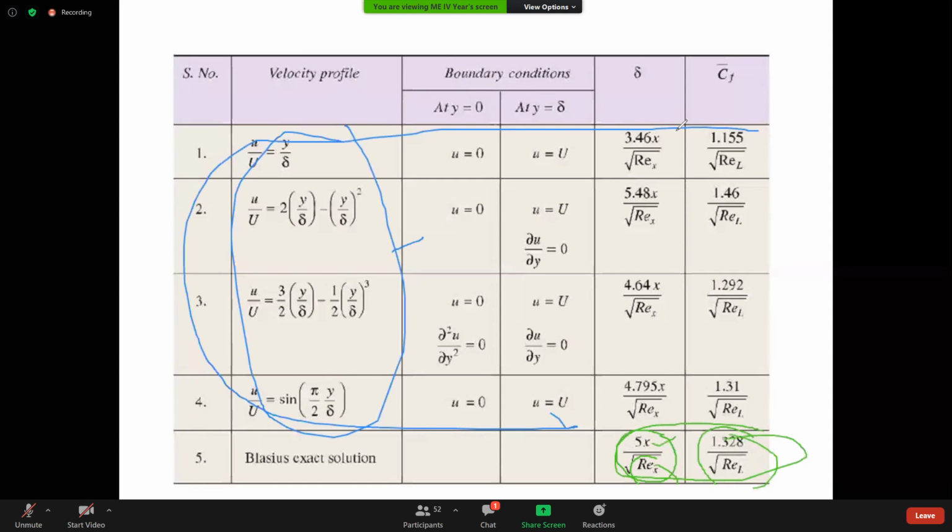So all these things we cannot remember. Even this also cannot be remembered. So this will be given in your data. This is the Blasius solution. You are supposed to use the Blasius solution.